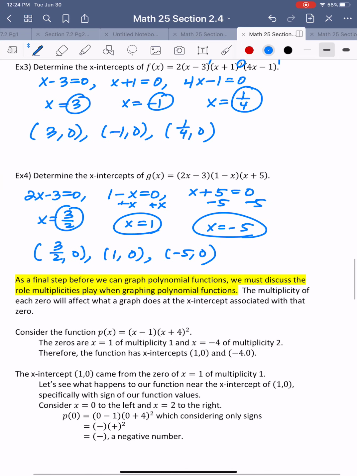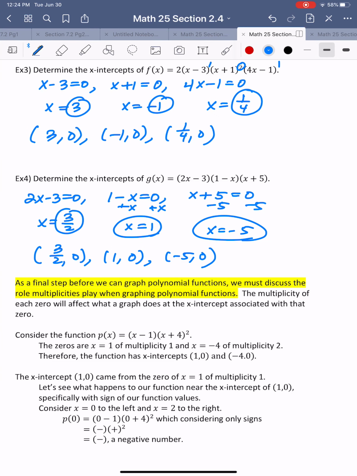So as a final step, before we can graph a polynomial function, we must discuss the role multiplicities play when graphing polynomial functions. The multiplicity of each zero will affect what a graph does at the x-intercept associated with that zero. So consider the function p of x equals x minus 1 times x plus 4 squared. The zeros are 1 and negative 4, but negative 4 has multiplicity 2. So the function's x-intercepts are 1, 0 and negative 4, 0. The x-intercept 1, 0 came from the zero x equals 1, which has multiplicity 1.